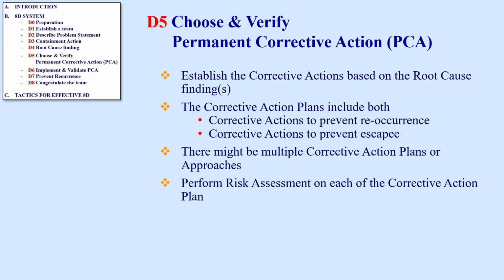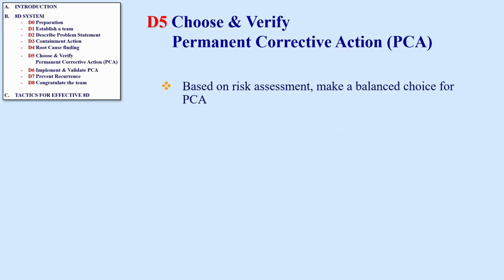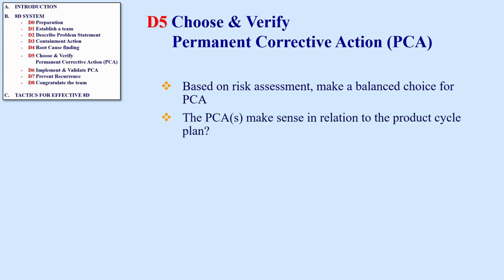Perform risk assessment on each of the corrective action plan. Develop FMEA to anticipate the issue, before implementing the corrective action, if necessary. Based on risk assessment, make a balanced choice for PCA. Ask if the PCA makes sense in relation to the product cycle plan.